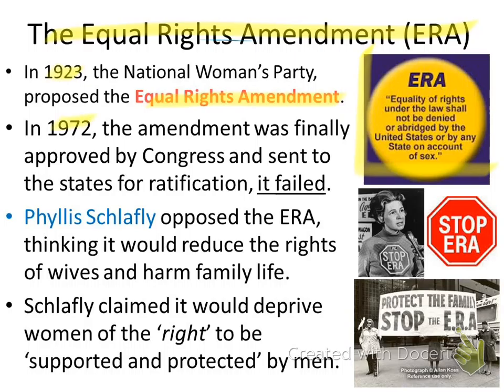Pretty simplistic, okay? In '72, in the same year that Nixon was reelected to his second term, the amendment was finally approved by Congress, and it was sent to the states for ratification, where it failed. It failed to achieve the supermajority of states ratifying it that is required.